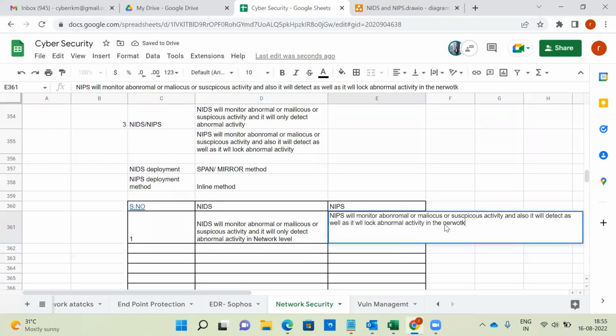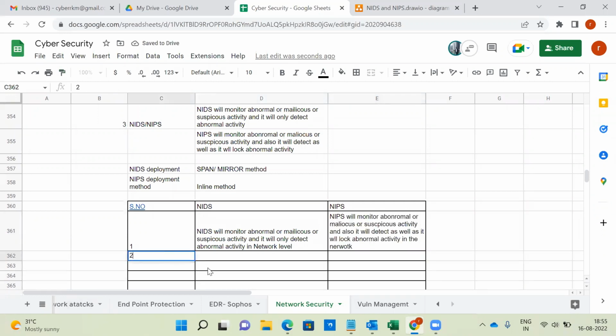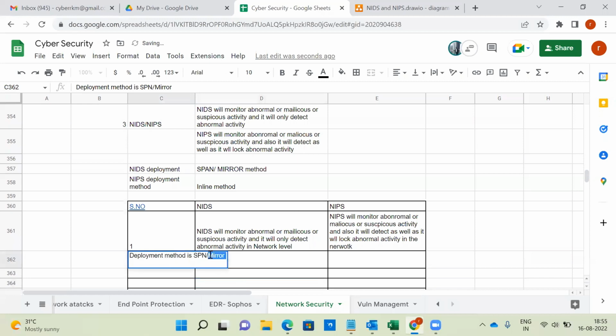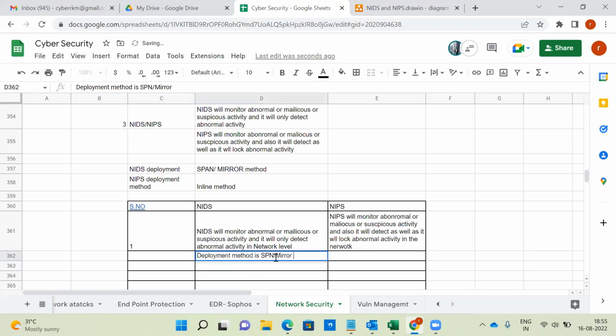So the second point is, network IDS. What is the second point, guys? Network IDS, network IPS. Deployment method. Yeah, deployment method. Span mirror method. For NIPS, inline method. So here, inline method.